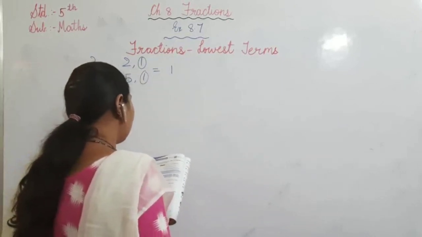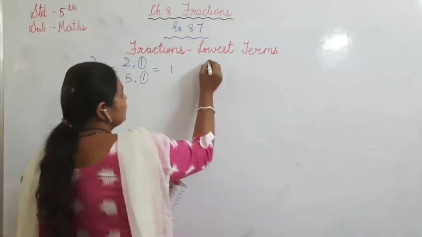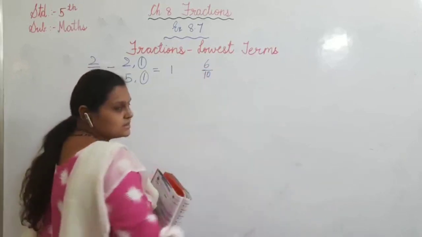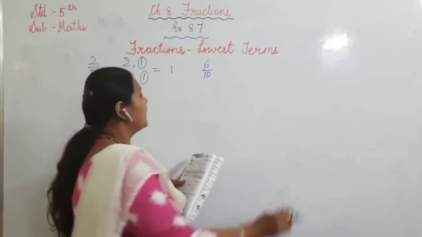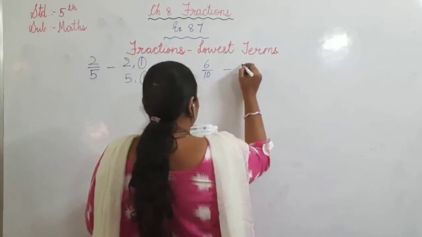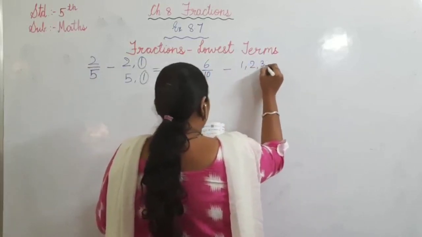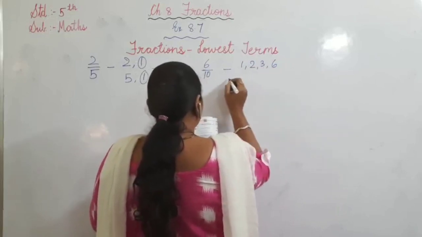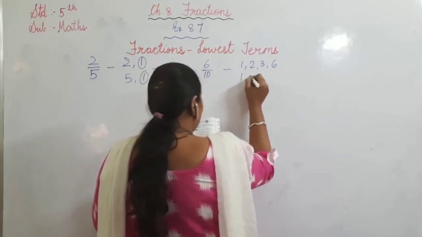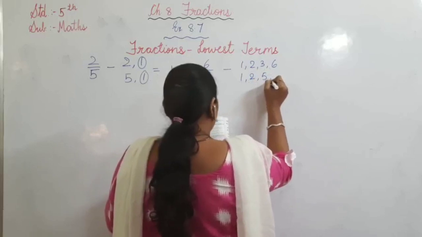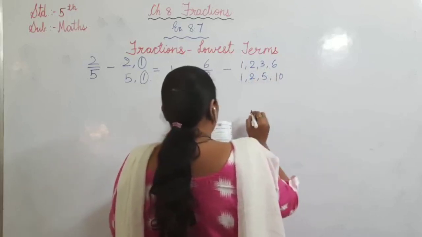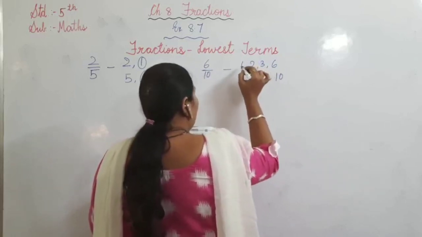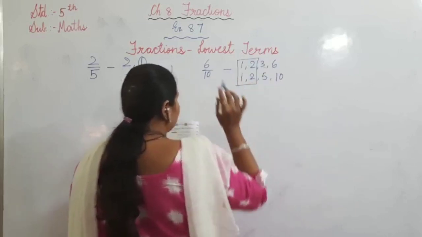Second is 6 upon 10. Now is 6 upon 10 in lowest term? Yes or no? Let's see. Factors of 6 are 1, 2, 3 and 6. Factors of 10 are 1, 2, 5 and 10. Common factors of 6 and 10 are 1 and 2.